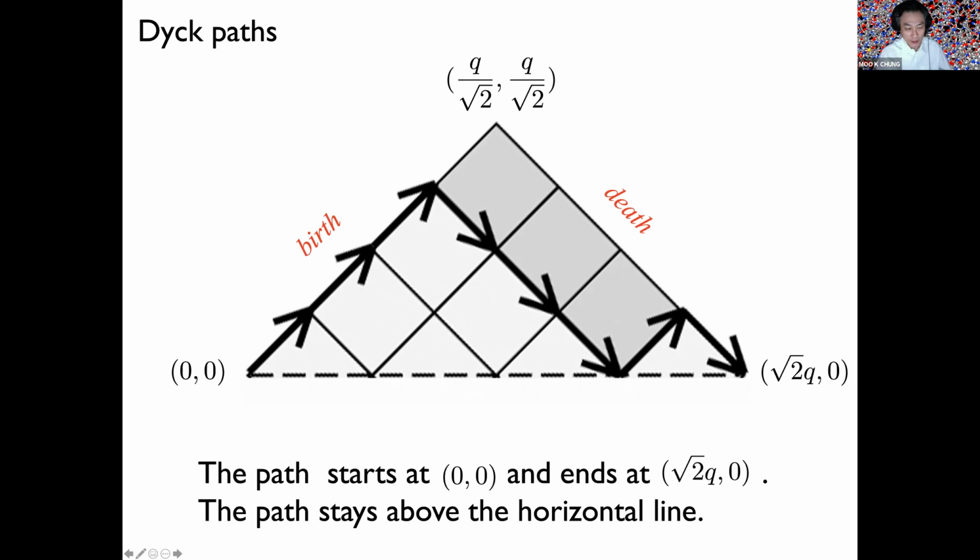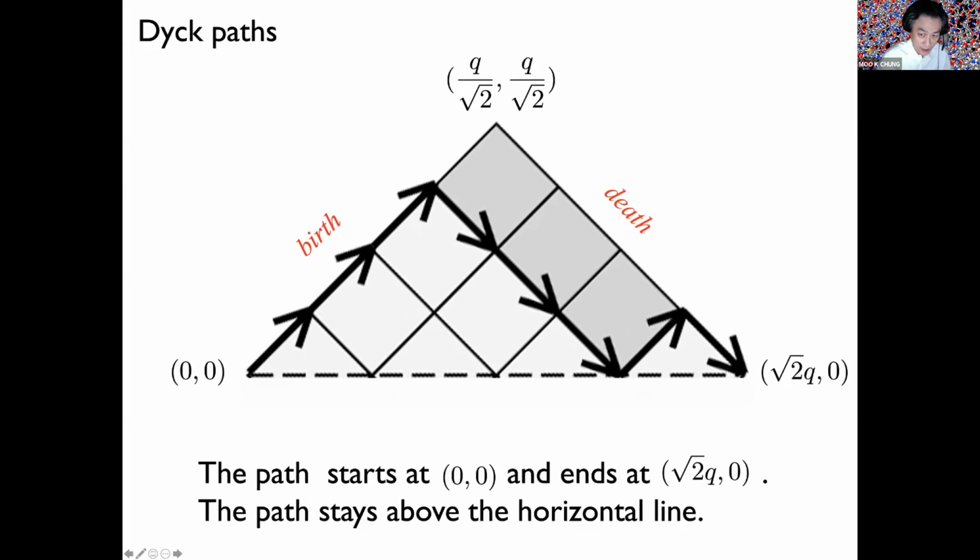So the path starts from (0, 0) and ends at (2q, 0). The nice thing about this path is that it always has to stay above. It cannot go down below the horizontal axis. Then why does this matter?